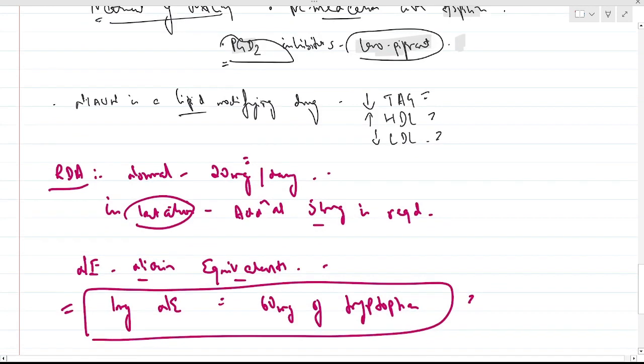Then you also know that niacin is a lipid modifying drug which leads to decreased triglycerides, increased HDL level, which is high density lipoprotein, and decreased low density lipoprotein levels. These features are generally healthy for individuals.